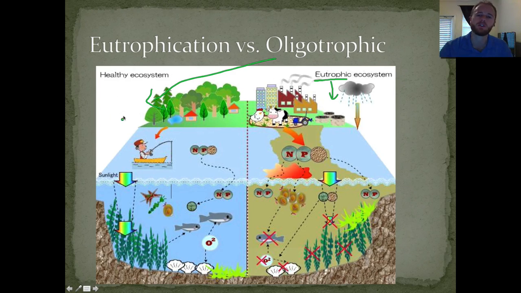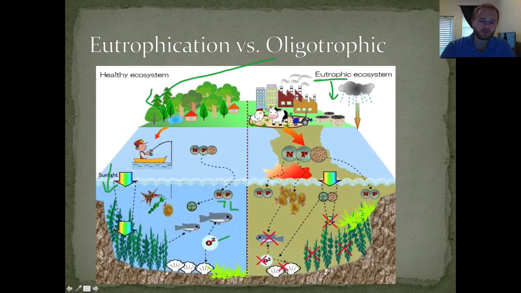So if we look at the healthy system to begin with, you can see that there's a lot of living organisms, there's oxygen within the water, there's a low amount of nutrients, and you have vegetation down at the bottom with invertebrates as well. And sunlight is able to get deep within the water.